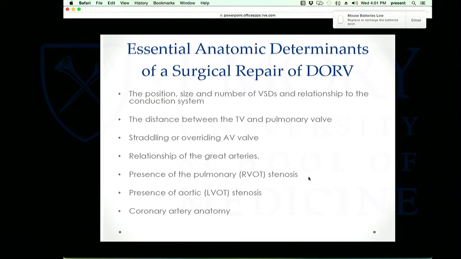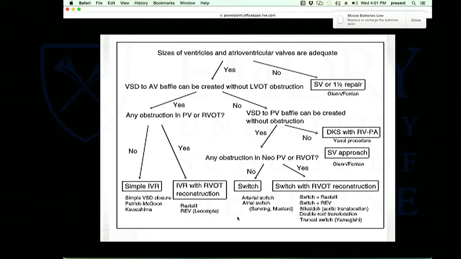And then also, like we talked about through most of the lecture, the relationship of the great arteries, whether or not they're normally related or if there is malposition of the great arteries, if there is any sort of pulmonary stenosis, if there is any stenosis of the left ventricle outflow tract, and then the coronary artery anatomy. This picture is a little blurry, but it's from Moss and Adams, and essentially it just takes you down what we discussed before they get sent to repair.